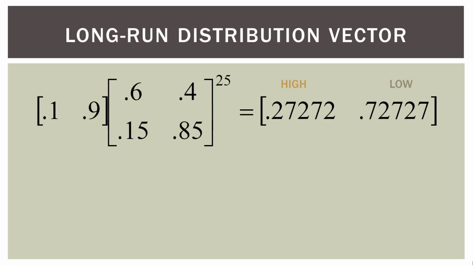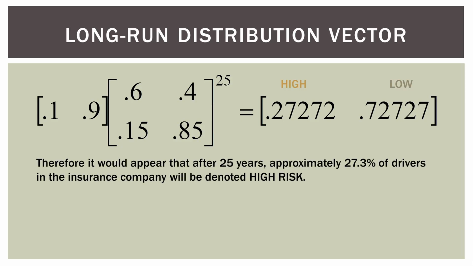All right, so here is the last one we did. This was 25 years, and you can see those are our probabilities. So it would appear that after 25 years, approximately 27.3% of drivers in the insurance company will be denoted high risk. And if you remember, that's much higher than the general population. So our insurance company may be one of those that caters to higher risk drivers. And of course, our premiums and things reflect that.